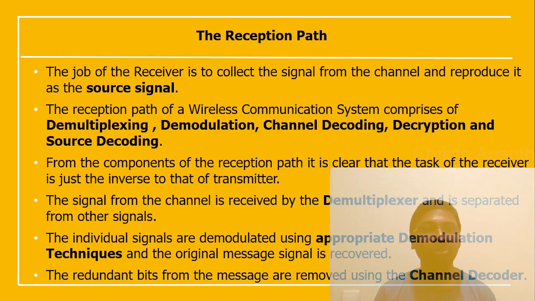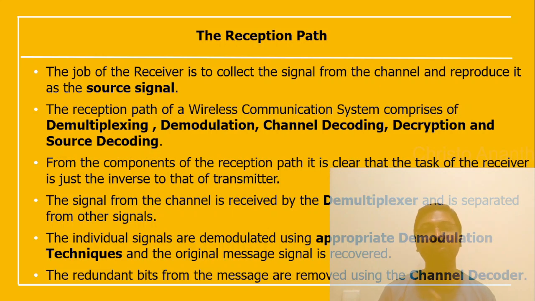So the job of the receiver is to collect the signal from the channel and reproduce it as the source signal. Here we will have parts like demultiplexing, demodulation, channel decoding, decryption, and source decoding. From the components of the reception part, you are very clear that the task of the receiver is just the opposite of the transmitter.